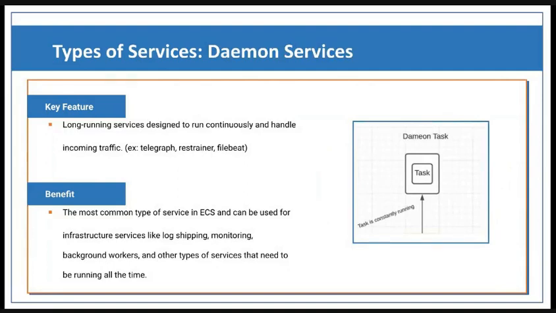Here's another type of running services, which is called daemon services. We also heavily use daemon services at Auto One, but it's more for operational reasons. These are also long running services, but they are running on each EC2 instance or ECS container instance. They are used, for example, to run things like Telegraf, which is a metric collector, or Filebeat, which is a log collector.